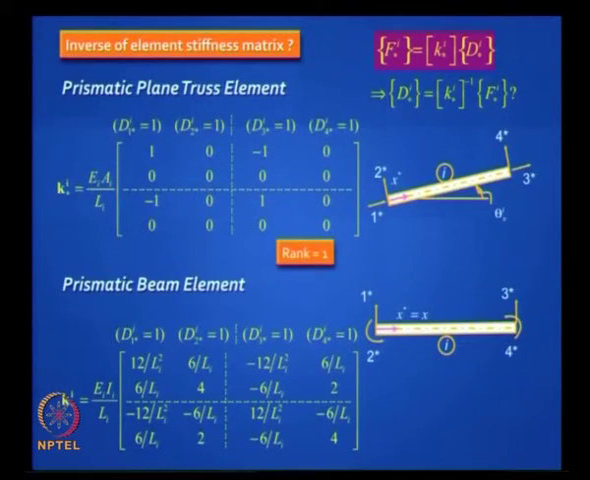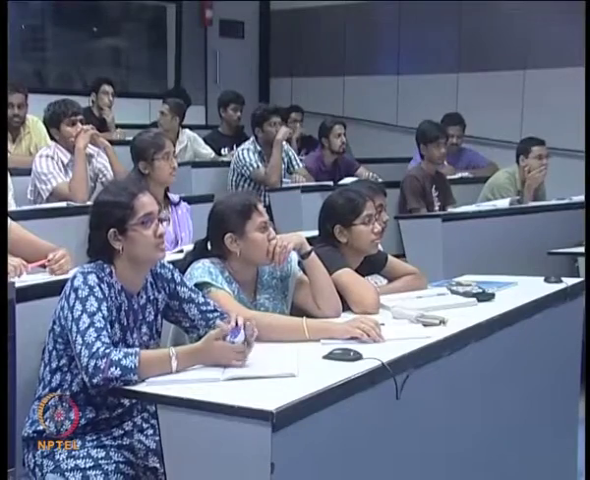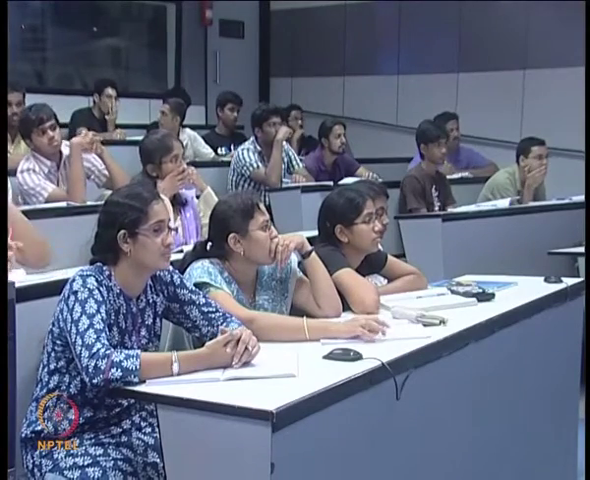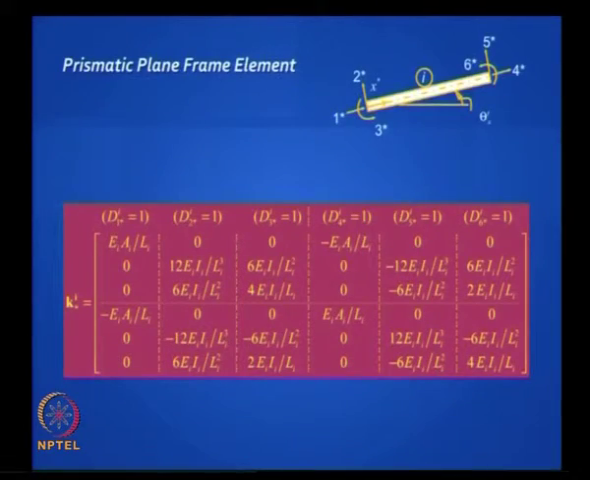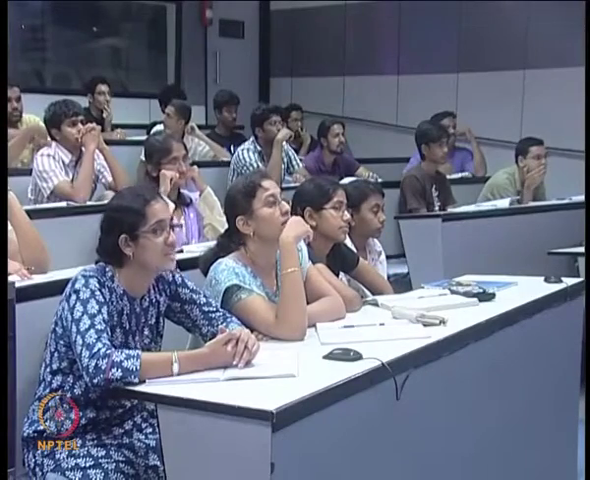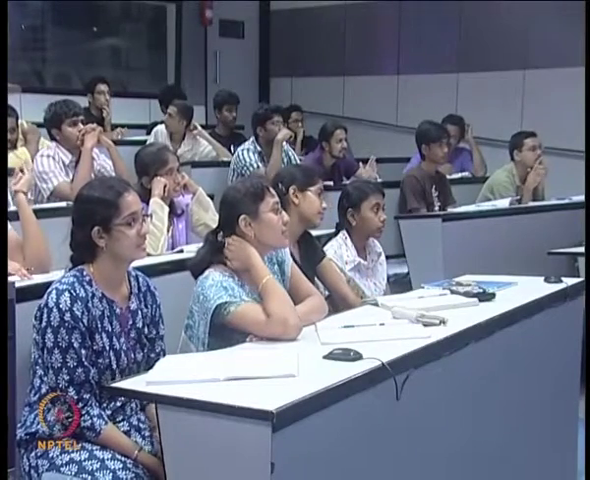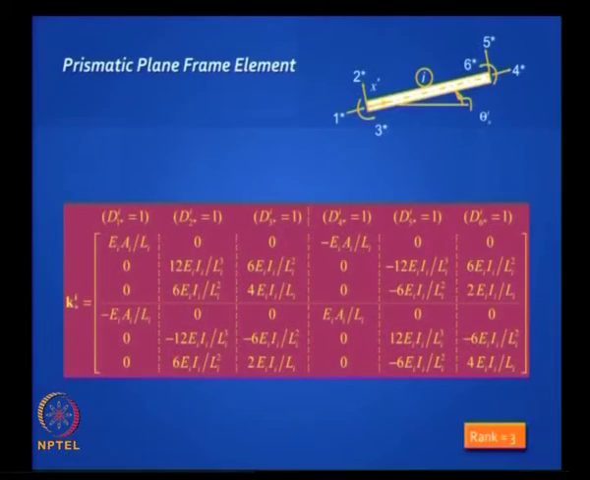So the rank of this is 1. What is the rank of the second one? 2. Is it not? And what about this one? The plane frame element. 1 is for the truss. It's 3. Why it's 3 you should figure out by now. You can multiply, they are all dependent, they are not independent.